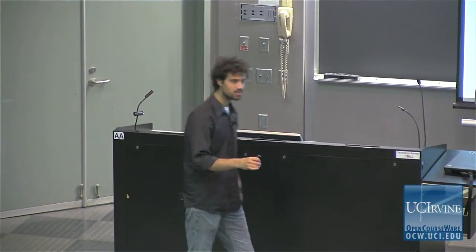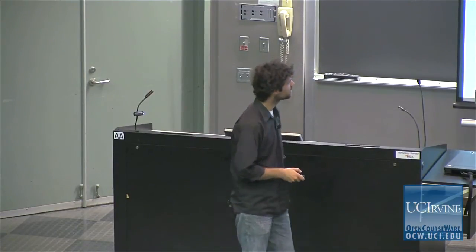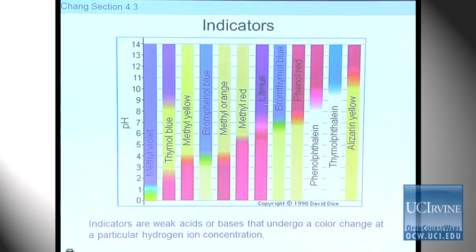These are just molecules that are floating extra in solution, and these molecules can sense what the pH is, how many H plus ions there are. In other words, they assume a different color depending on the concentration of H plus ions in solution. Now, I'm going to give you an example of how that can work.